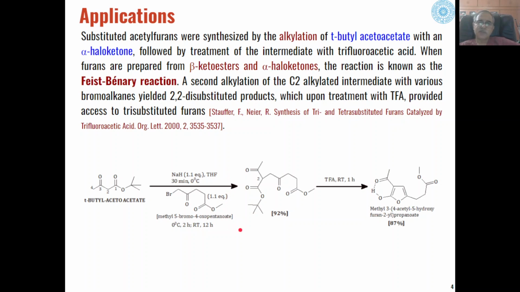Then these types of reactants can also undergo a second alkylation at the C2 acylated carbon. This is the C2 alkylated intermediate, and if we use an excess of the base, then 2,2 disubstituted products will be formed, and on treatment with TFA they will give us tri-substituted furans as the products.